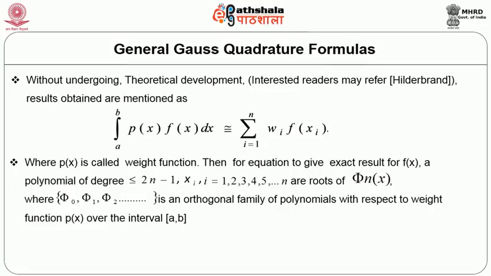In this, the x_i's, which are supposed to be unknown, turn out to be the roots of phi_n(x). Now, what are these phi_n(x)? phi_n(x) is a polynomial of degree n. Now, what kind of polynomial is it? See, phi_n(x), first thing is a simple set of polynomials, and it is orthogonal. Not only is it a simple set of polynomials, phi_n(x) are orthogonal with respect to weight function p(x) over the interval a, b. What does this mean?